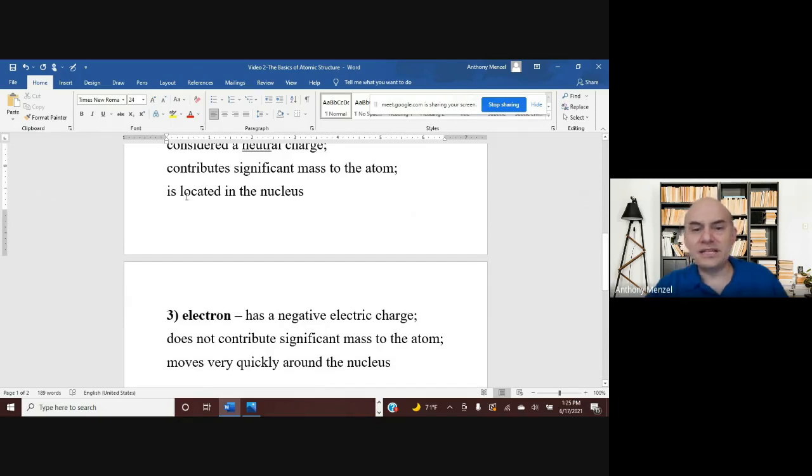Electrons are very different than the protons and the neutrons in the sense that they're so small that the percent of the mass of the atom that they contribute is essentially insignificant. You don't have to think about them in terms of mass in the atom. That's why this says does not contribute significant mass to the atom. And electrons are not located in the nucleus. They move very, very quickly around the nucleus, so quickly that it's in fact very hard to pinpoint exactly where they are. You can pinpoint kind of where they probably are, but you can't really pinpoint exactly where they are.